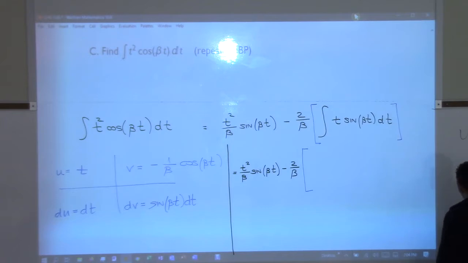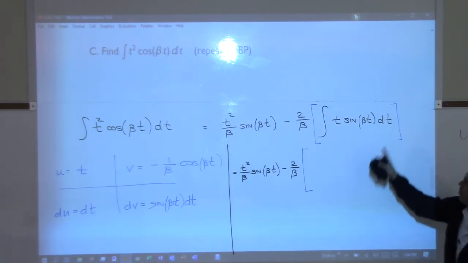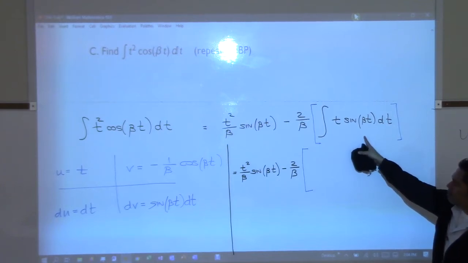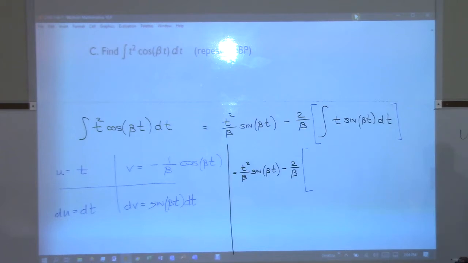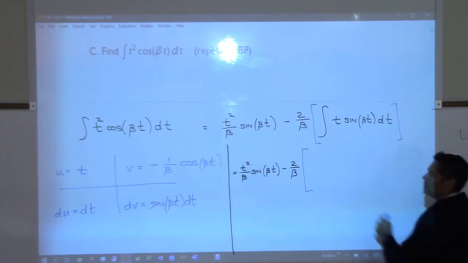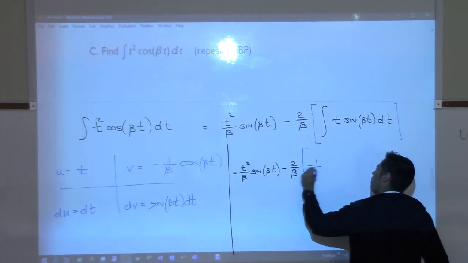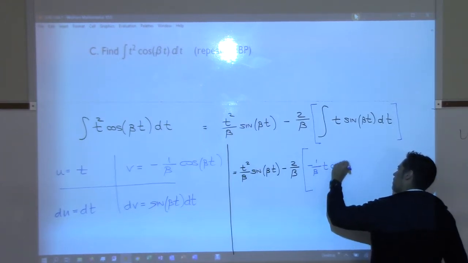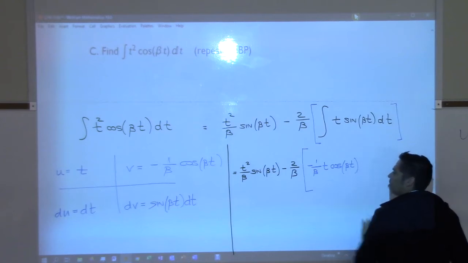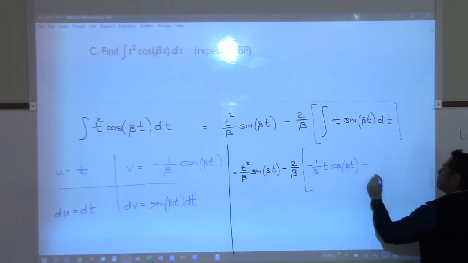James Sykes. Okay. We are trying to rewrite this integral using our ultraviolet minus voodoo from that table. So what I got was negative 1 over beta t cosine beta t minus the integral of sine beta t. I left a space there for you.